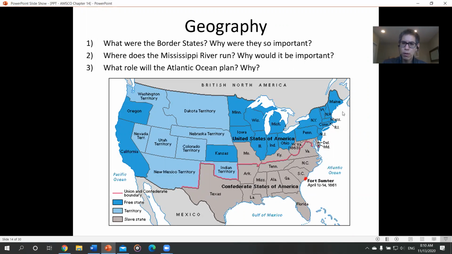And then the Atlantic Ocean. Remember, the North has all of the shipbuilding industries, and so a lot of what the North is doing is creating a naval blockade along the South, trying to prevent supplies from reaching the South. So we can already kind of see some Northern strategy, naval blockades, controlling the waterways.